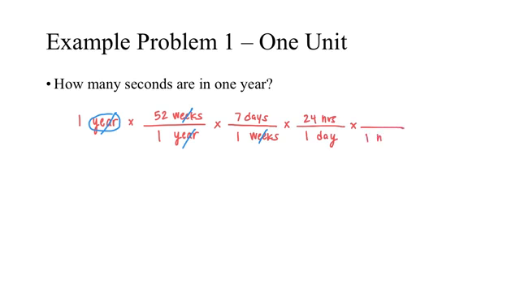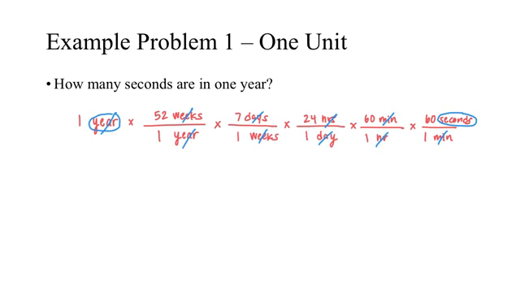In 1 hour. And as you can see, as I do this, the units slowly start disappearing, right? In 1 hour, there are 60 minutes in an hour. And then in 1 minute, there are 60 seconds. And so I'll keep going and I'll see my hours canceled, my minutes canceled, and I am left with time in seconds. So I've successfully gone from a year to seconds.